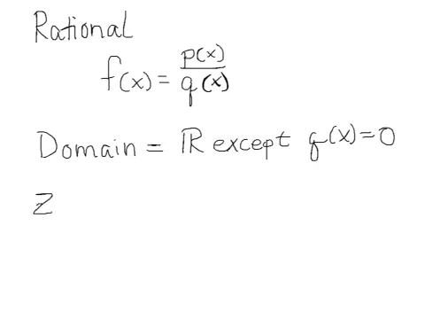The zeros of a rational function are when the numerating function is equal to 0, and that's when it crosses the x-axis.